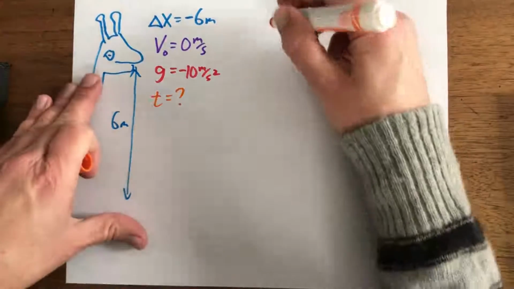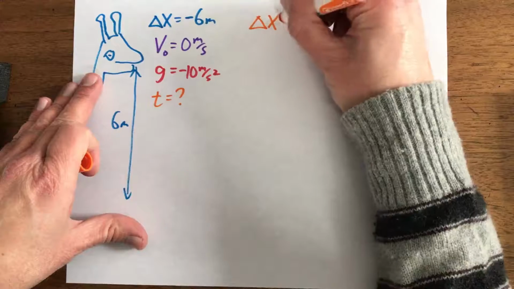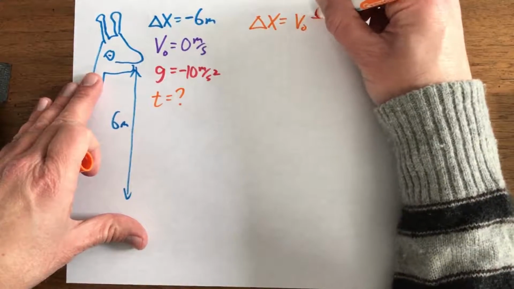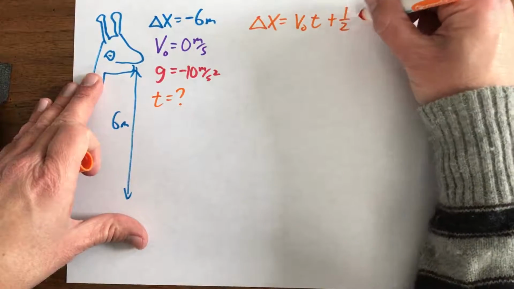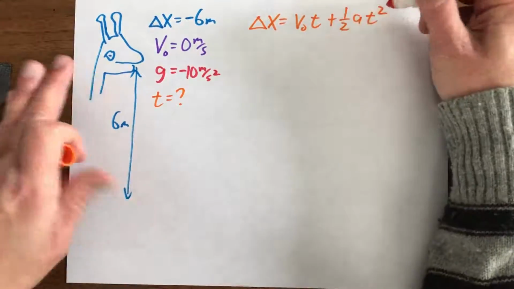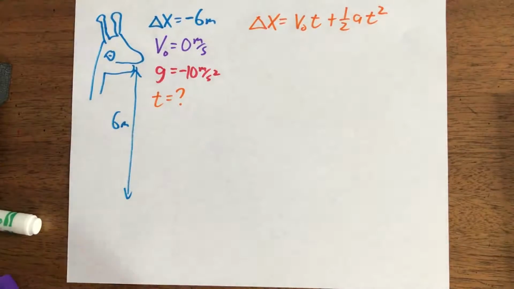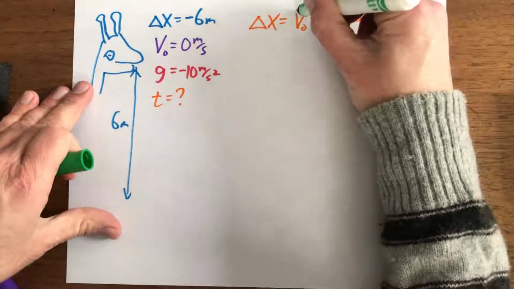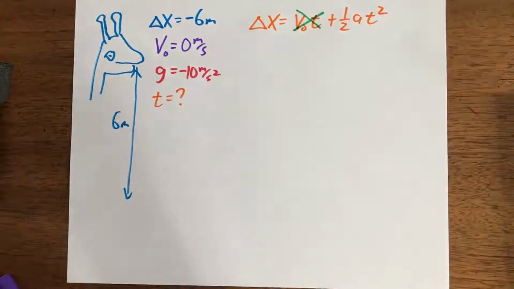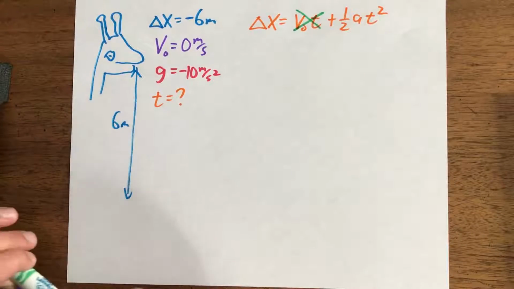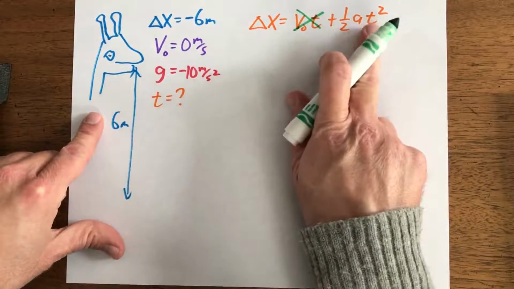and they want to know what time does this take to fall. So now we're using the third one again. So the displacement is equal to the initial velocity times time plus 1/2 times acceleration times time squared. The initial velocity, again, in this problem is 0, so that drops out. Now, this is the time where we're going to solve for time.